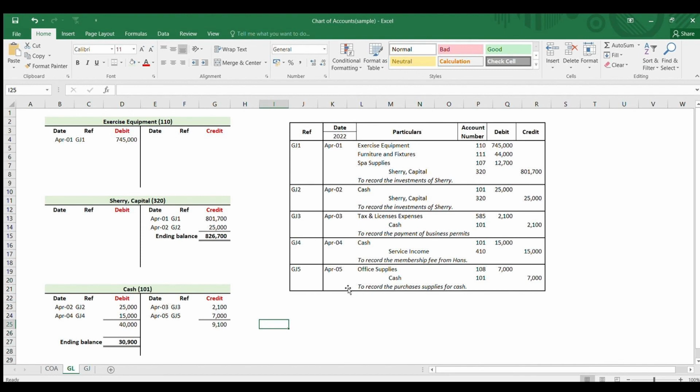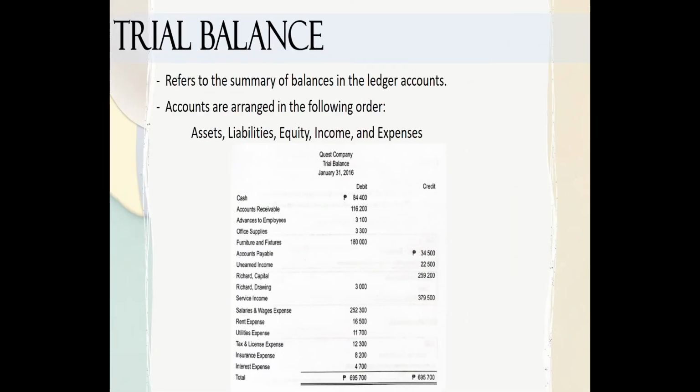Again, these three accounts are just examples. All the other accounts, such as furniture and fixtures, spa supplies, taxes and licenses expenses, service income, and office supplies, have their own different T accounts. So that's for the posting of the General Journal to the General Ledger. Let's now proceed to the trial balance.